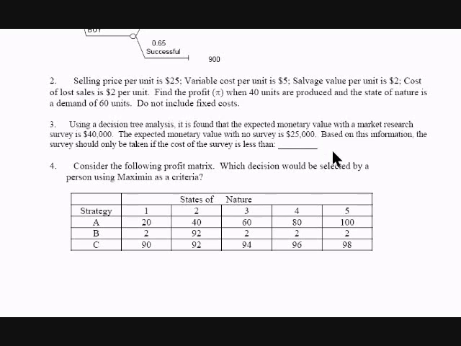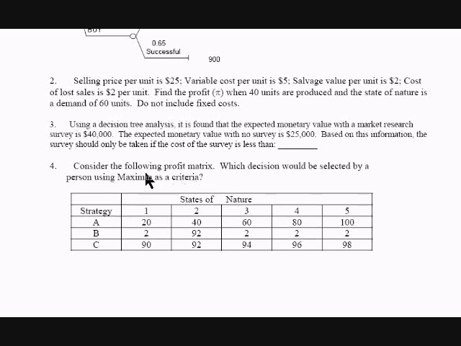Well, in this case, we don't even need Excel or calculator. We just figure the difference between these two values. 25,000. If we buy the survey, we can make 40. So how much would I pay? The most I would pay would be the difference between these two values, or 15,000.